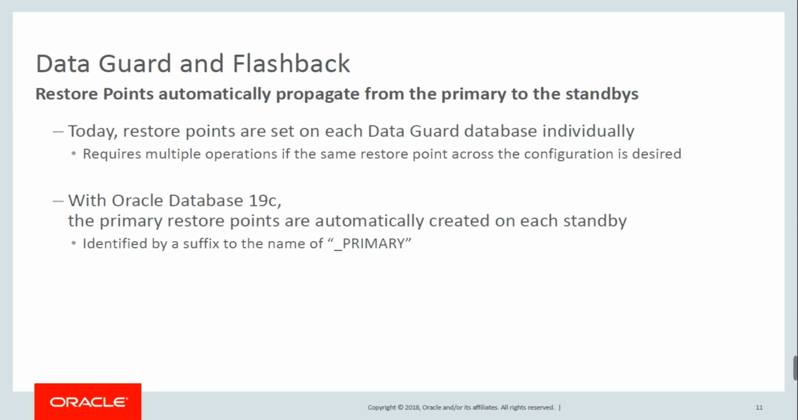Today the restore points are set on each Data Guard database individually. This requires multiple operations if the same restore point across the combination is desired. With Oracle Database 19c, the primary restore points are automatically created on each standby, identified as such, with the name suffixed with underscore primary. On the standby side, the restore point will be created with underscore primary as the naming convention.